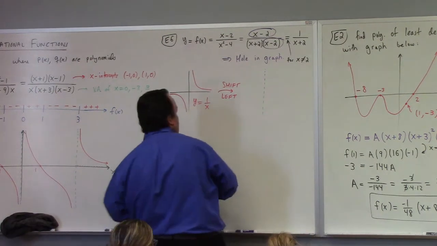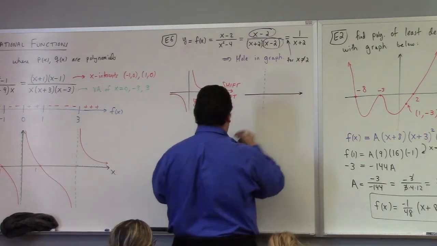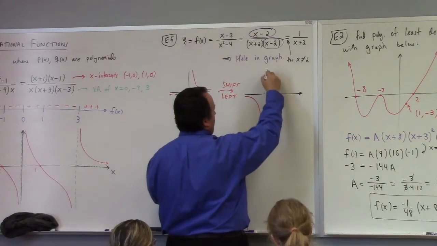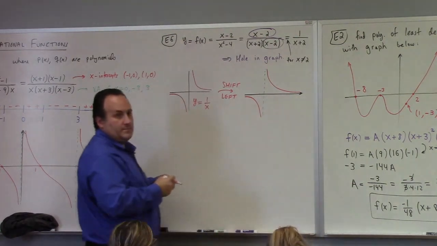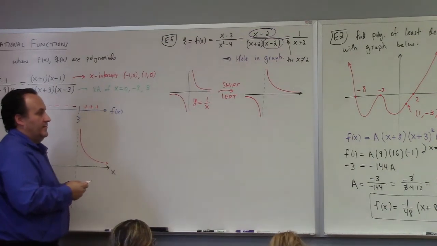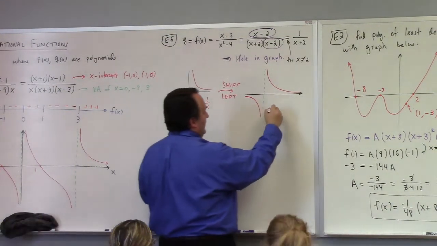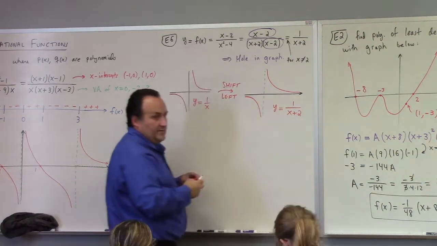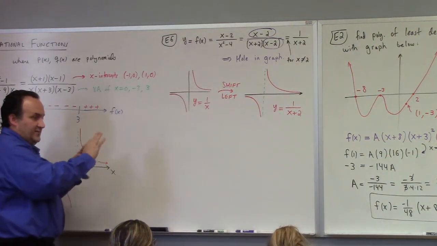And our graph looks like this, right? So this would be the graph of y equals 1 over x plus 2, okay? But that's not the correct answer yet.